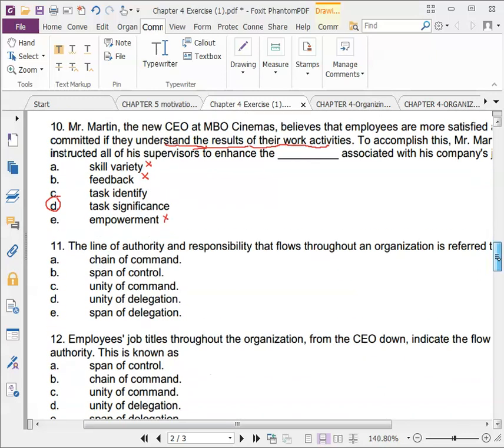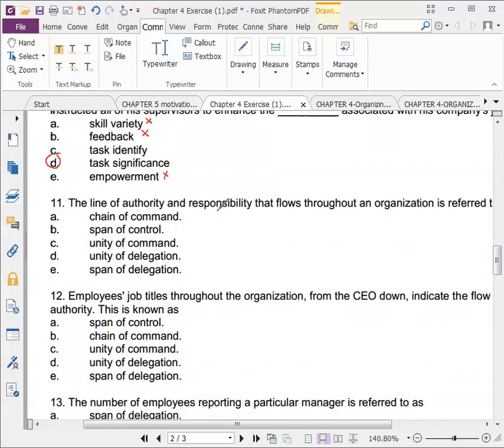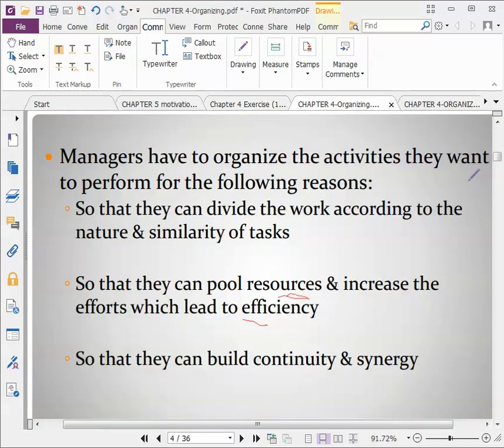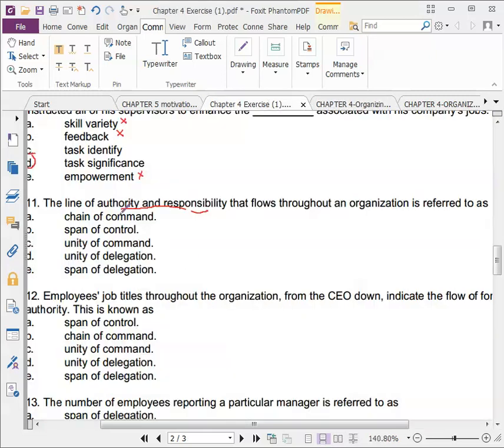Let's look at number 11. The line of authority and responsibility that flows throughout an organization is referred to as chain of command, span of control, unity of command, unity of delegation, or span of delegation. If you look at chapter 4, the line of authority and responsibility that flows throughout an organization. So which one? If we talk about the flow of authority and responsibility, which of the answers here is the most correct answer?